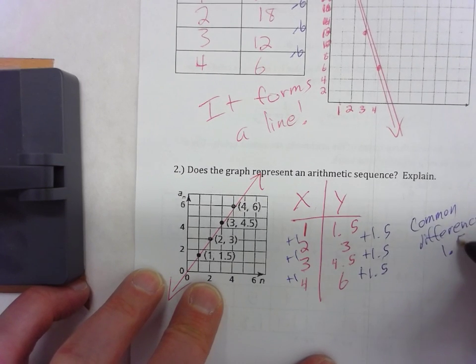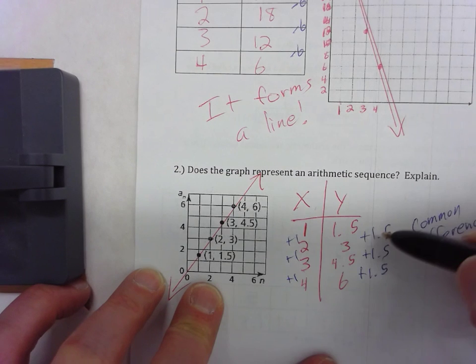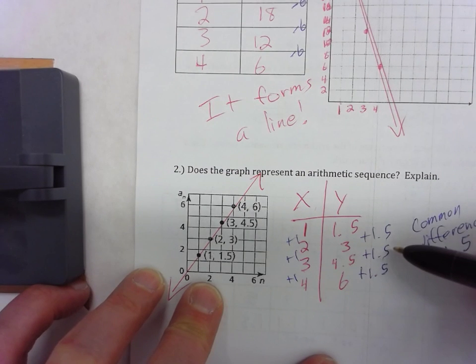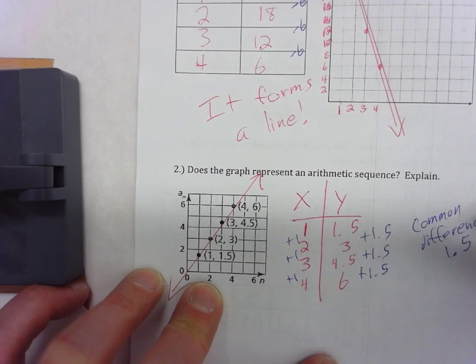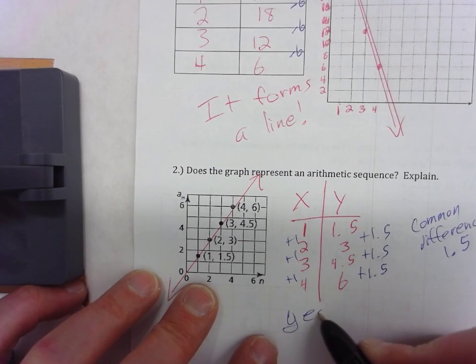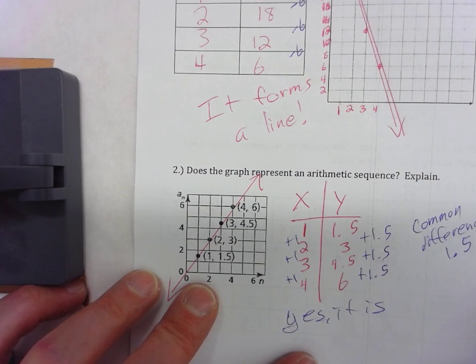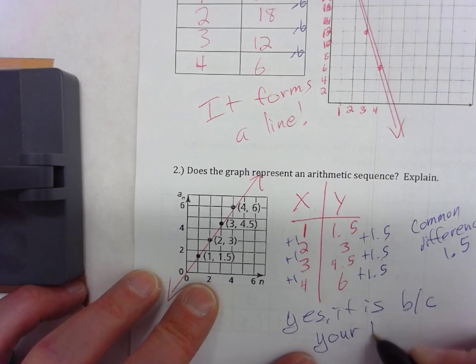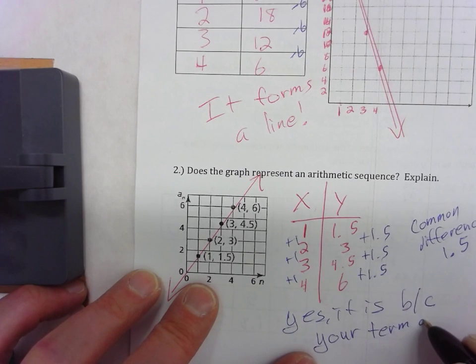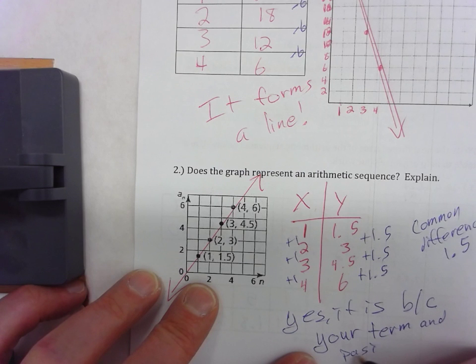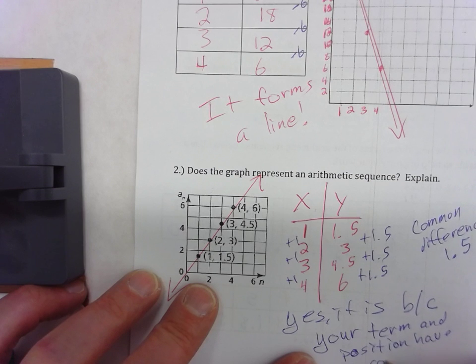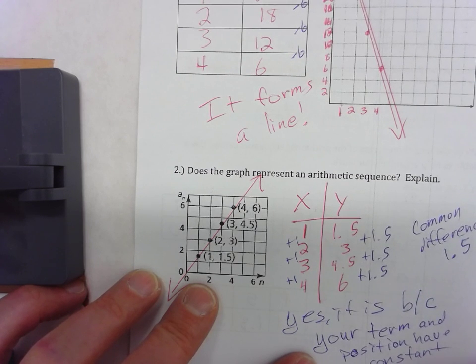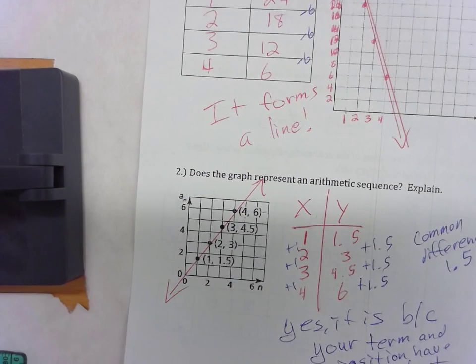Since the common difference is common each time you increase your position, we can say that yes, this is an arithmetic sequence because your term and position have a constant rate of change. Constant rate of change is basically the same thing as that common difference that we talked about.